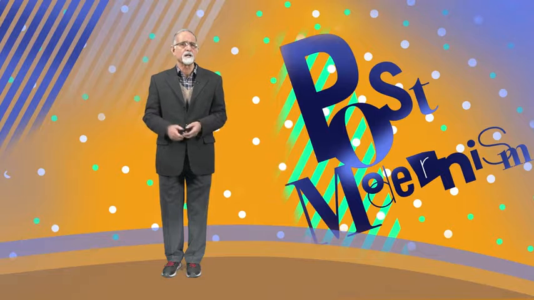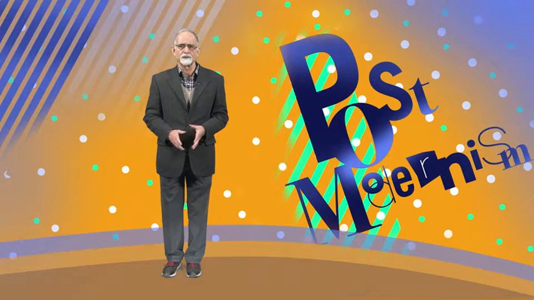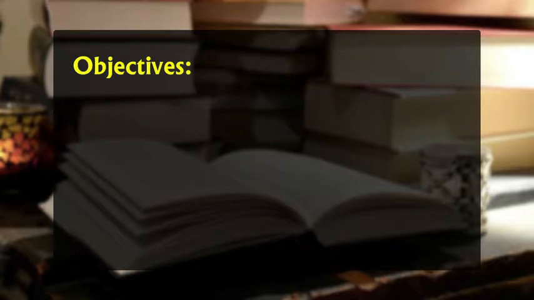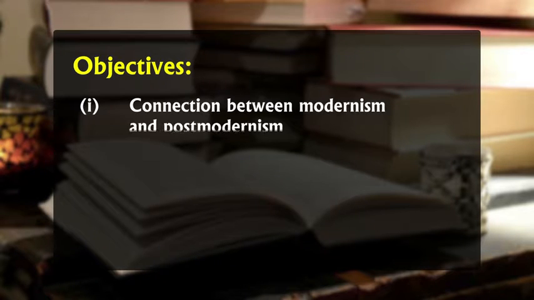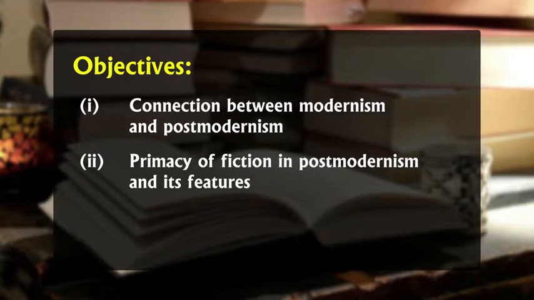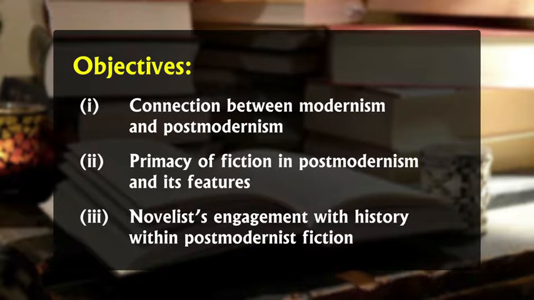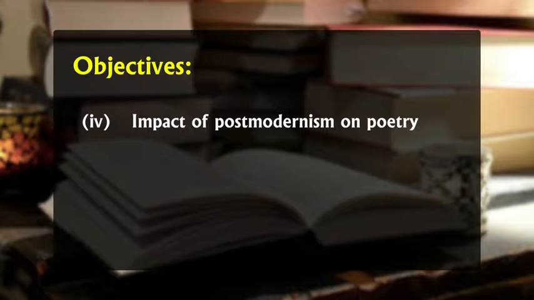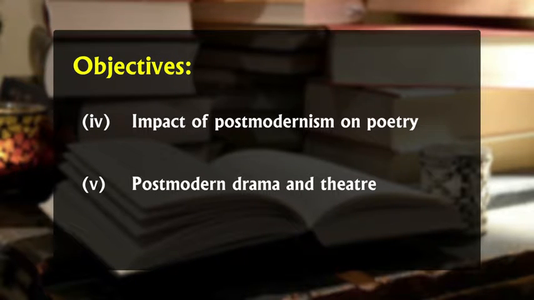Today we are going to discuss the second part of postmodernism. The main objectives of today's lecture are: 1. To explain the connection between modernism and postmodernism. 2. To discuss the primacy of fiction in postmodernism and its features. 3. To explain the novelist's engagement with history within postmodernist fiction. 4. To study the impact of postmodernism on poetry. 5. To study postmodern drama and theatre.